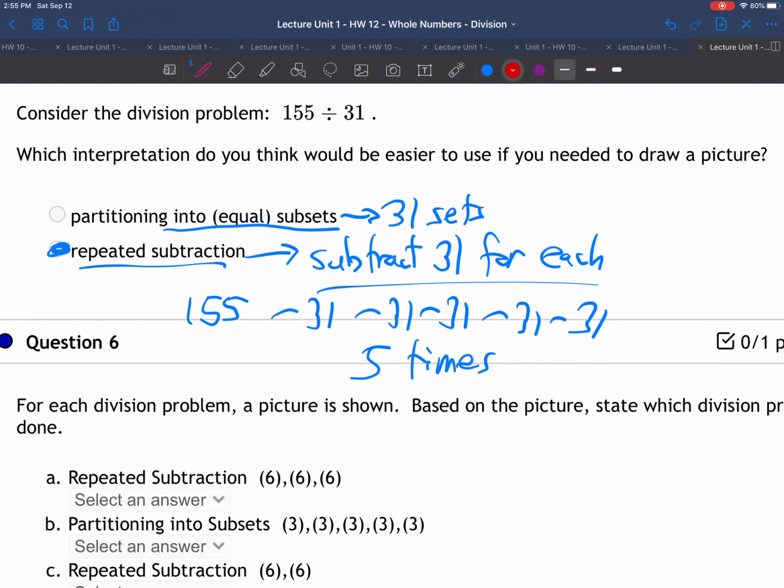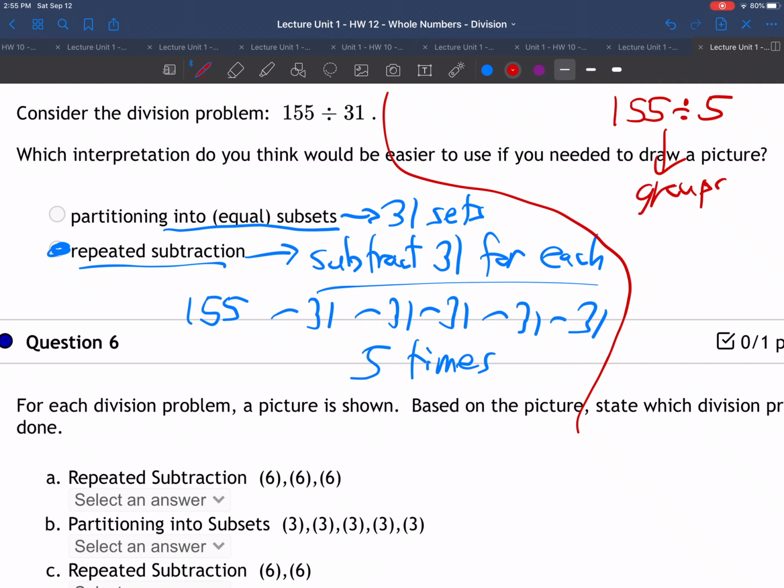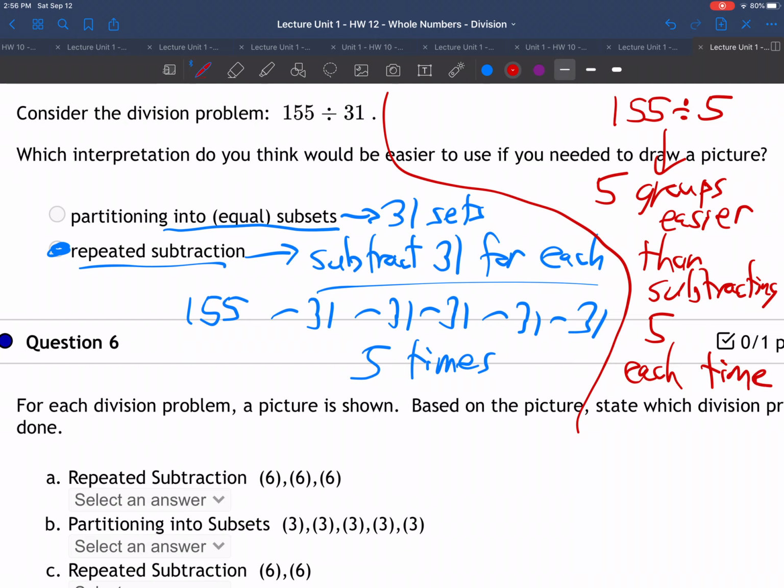So now they're going to mix it up. You might get the other kind. Let me try. If they had said 155 divided by 5, what would have been easier is to do the groups, because 5 groups is easier than subtracting 5 each time, isn't it? Because it would take you a long time.